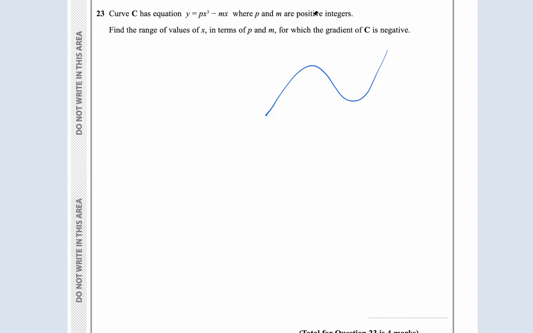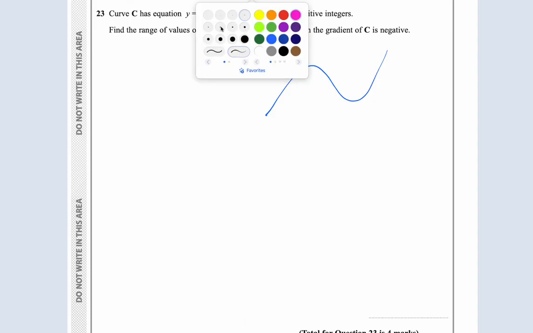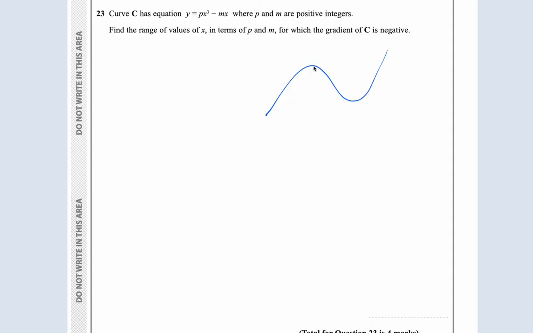Well, the answer lies here. It's where the graph is going down. So its gradient is negative from the maximum to the minimum, not including the max or the minimum, but greater than the maximum and less than the minimum. So we need to find the maximum and we need to find the minimum, and then we can go from there. We can say it's between the two. So that's the big picture, what we're trying to do.